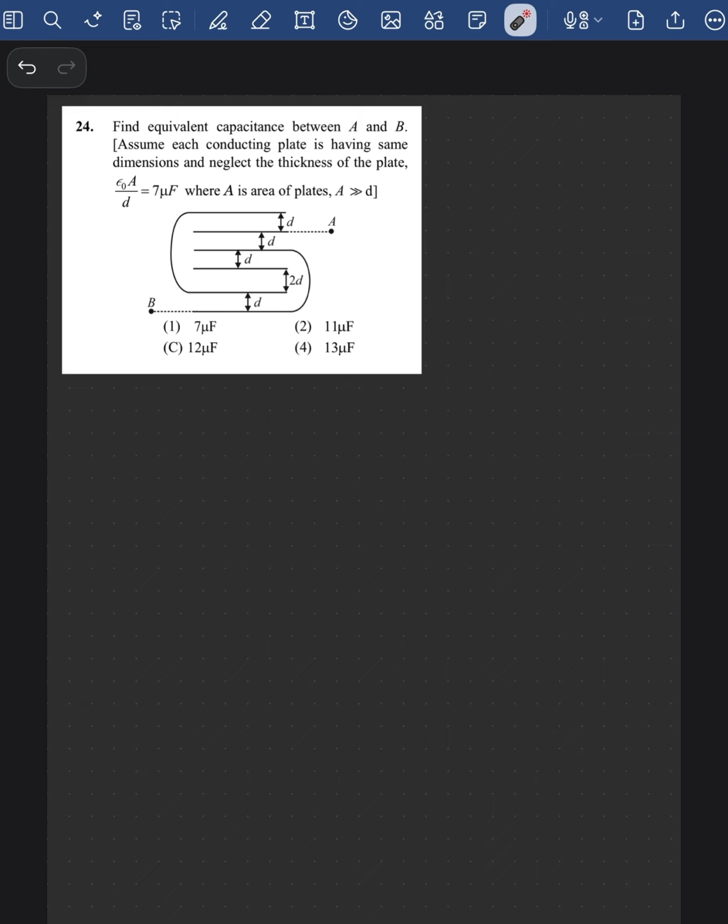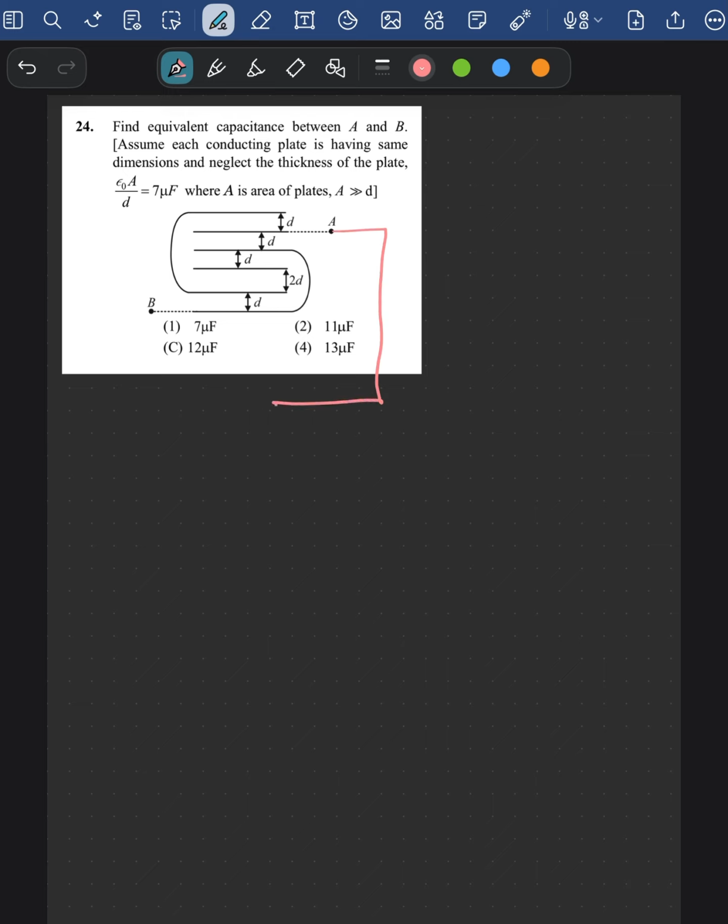This is a standard effective capacitance question. First thing I want you to realize is that we have 1, 2, 3, 4 and 5 capacitors over here, and he's asking for the effective capacitance between A and B. So a good idea is to always connect A and B to a battery. Let me imagine that I'm connecting A and B to a battery like this, and let the EMF of this battery be E.